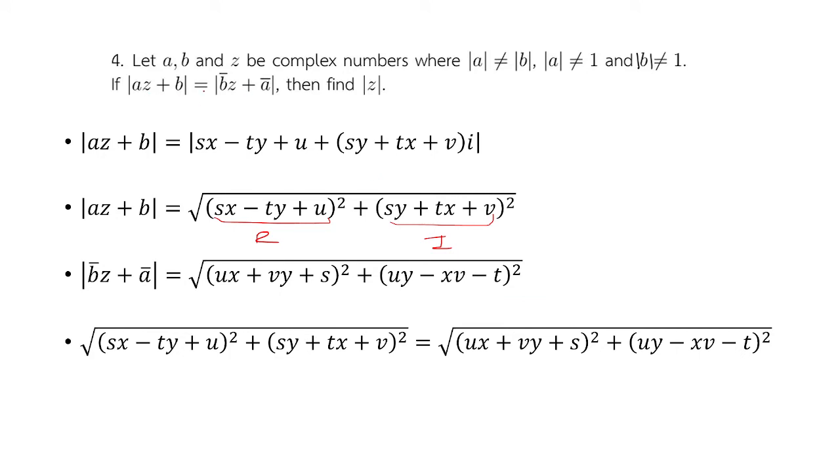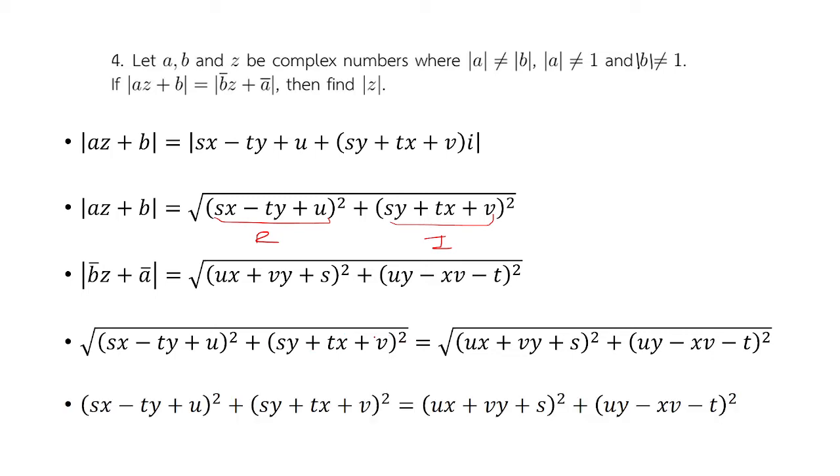And here we're given that these two are equal. So I'm going to set these two square roots equal to each other. And because they both have a square root on both sides, I square both sides.